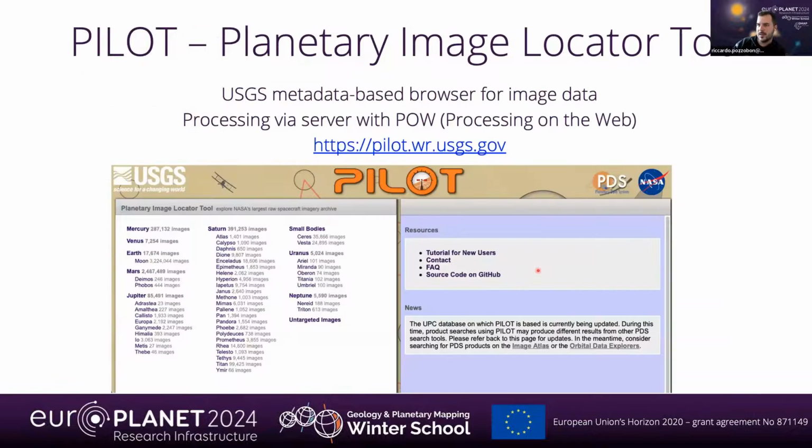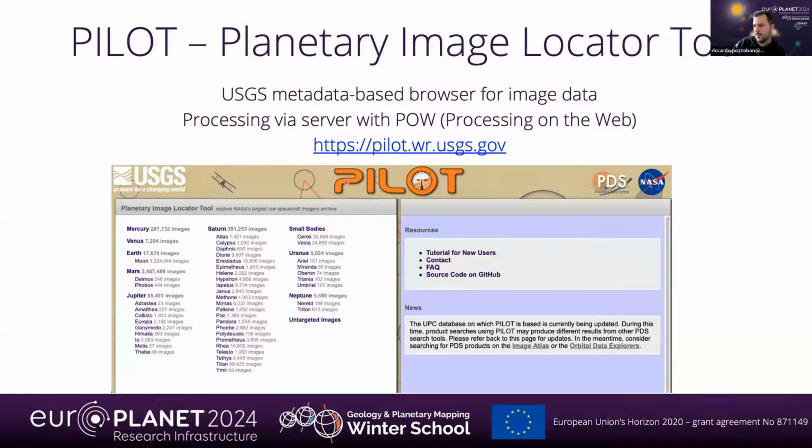Another nice resource maintained by the United States Geological Survey is the PILOT, the Planetary Image Locator Tool. This is related to basically every planetary body of the solar system. So not only the main inner solar system bodies, Mercury, Venus, Mars, and Moon, but also all the satellites of Jupiter, all the satellites of Saturn, small bodies, and so on.